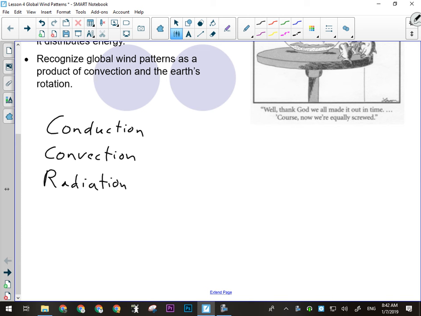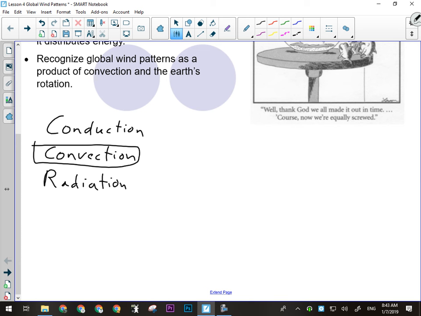Which one is most important for getting energy to Earth? Radiation. It's coming to the Earth from the sun and light. What's the one that's most important for transferring it on Earth or around Earth? Convection. So today we're going to be focusing on how convection works in a global system by looking at the wind patterns that we see develop on Earth.